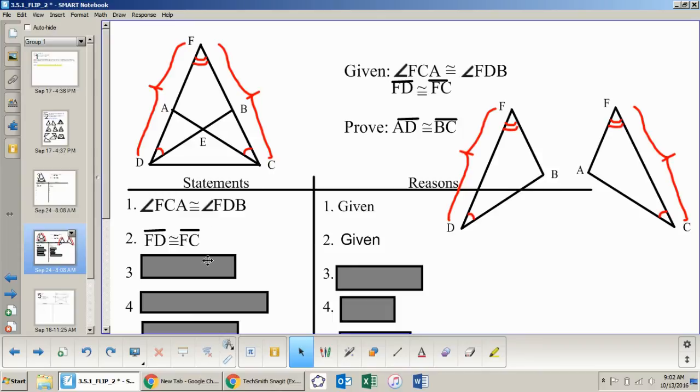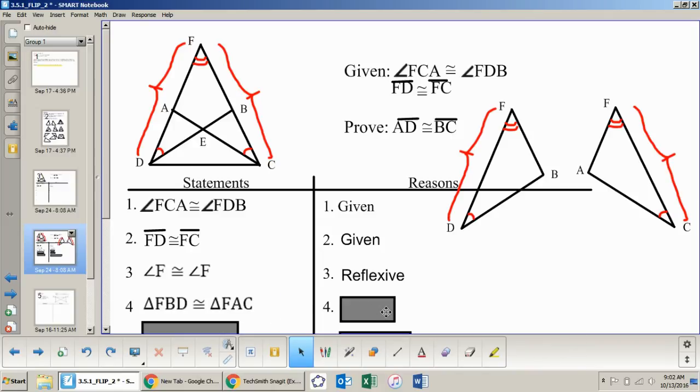Right? From the given information, we can then conclude that angle F is congruent to angle F. It's a shared angle by both of these overlapping triangles. We use the reflexive property for that. So that gives us our first angle. We have a side. Of course, we have the two triangles now, and we know that that's true by angle side angle.